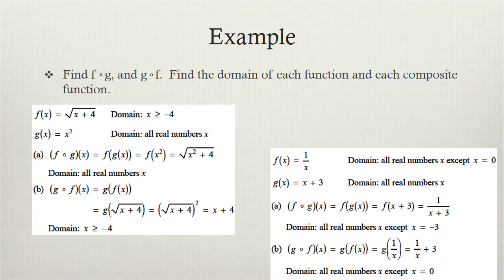For this one, f of x, the domain is all real numbers except 0, and g of x, the domain is all real numbers. And you can see when we compose f of g, we get f of x plus 3, which is 1 over x plus 3. Now, g of x had a domain of all real numbers. However, our composed function has an x in the denominator, so we cannot have x equal negative 3. For part B, when we reverse that, f of x had the restriction that x could not be 0. And when we compose them, we get 1 over x plus 3, and it's still obvious that x cannot be 0 for that one.